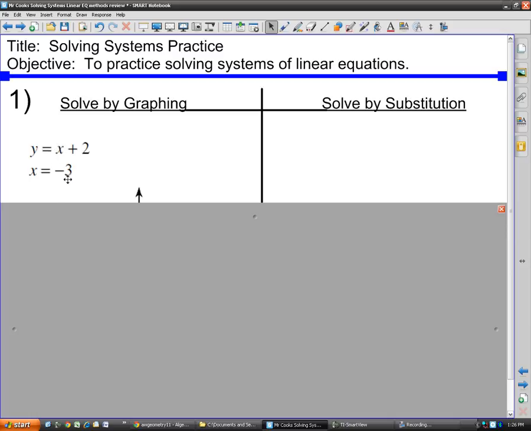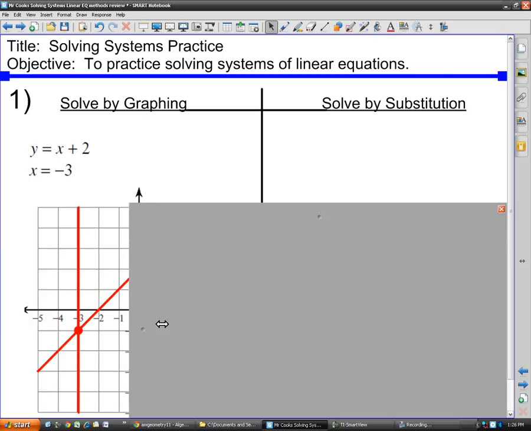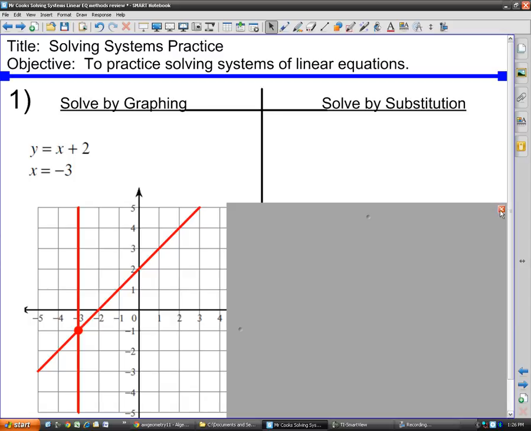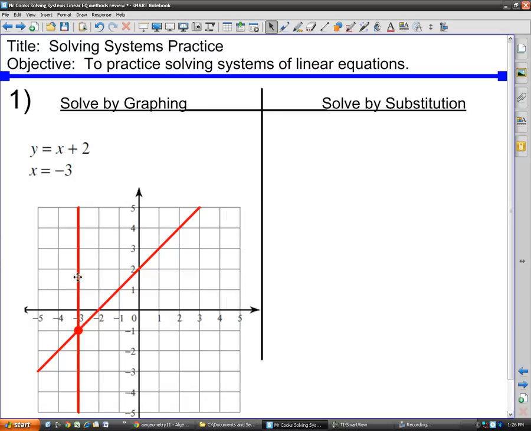And this one is x equals -3. So I would get a graph that looks something like this. And so the solution of this system is basically where these guys cross, and it looks like it is at -3, -1. And that's really what we're looking for. Where are the two graphs crossing?